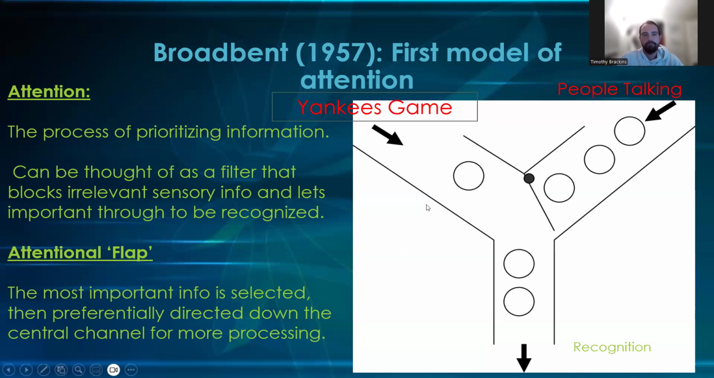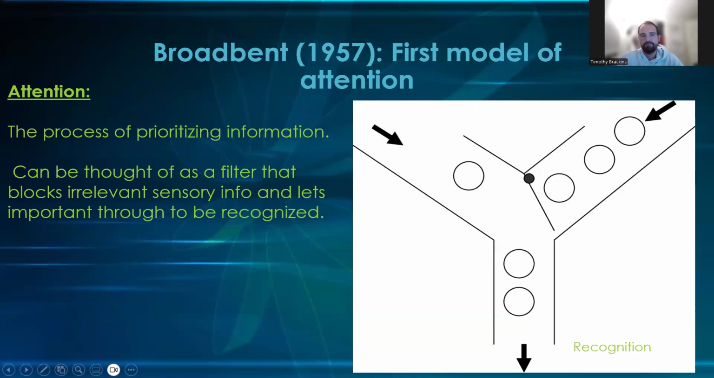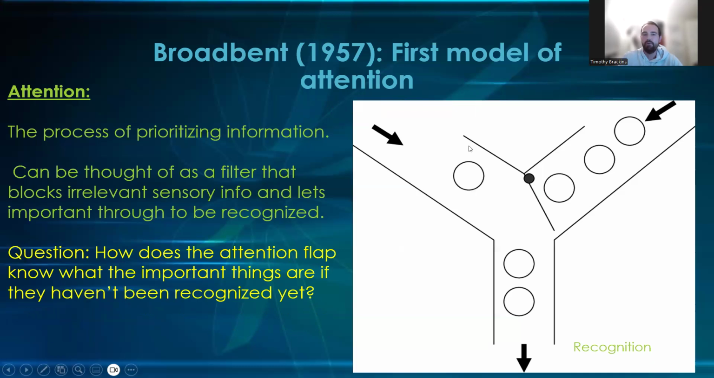Right. So again, just another example. If you're at a Yankees game, this is the information you want to process: you want to listen, you want to watch the players, and maybe listen to the announcer. But you have all these people over here talking. Your attentional filter is trying to block these noises out, and you're trying to let this through. But think about one very important issue, which is, how does the attentional filter know what the important things are if they haven't been recognized yet? So this is one of the major questions with Broadbent's theory.